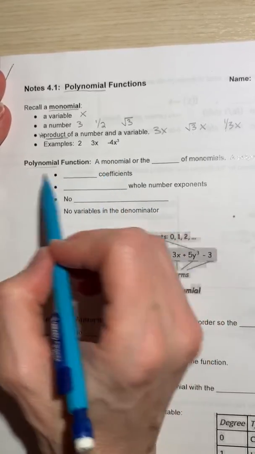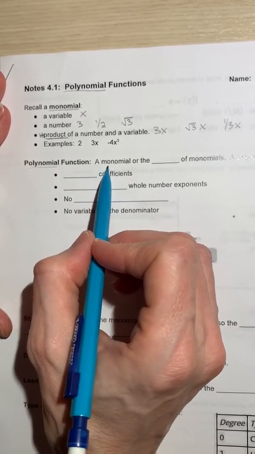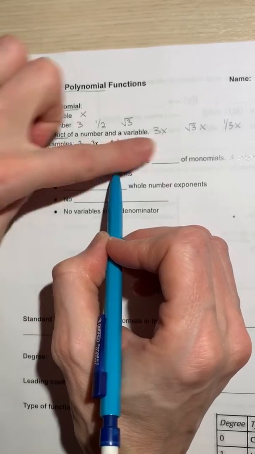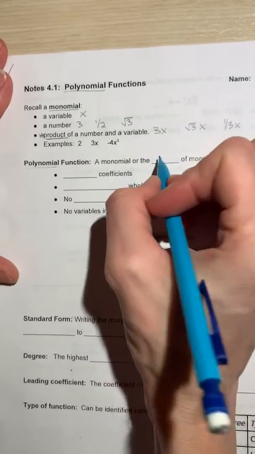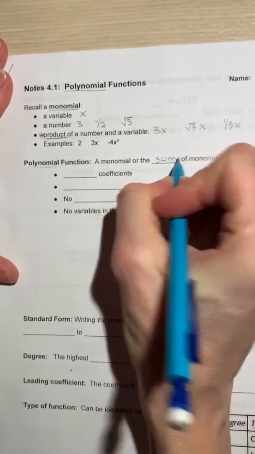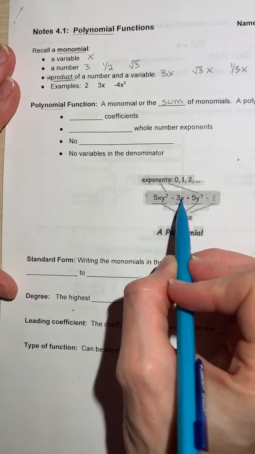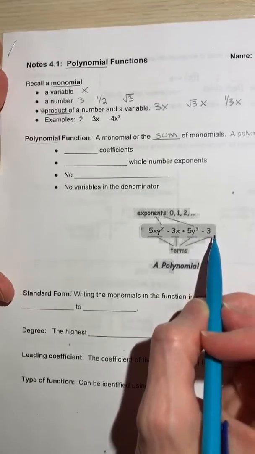Now, a polynomial, poly means many. So a polynomial function is a monomial. So any of these you could also call a polynomial, or the sum of monomials. So it's basically when you're stringing together, adding or subtracting, many monomials.